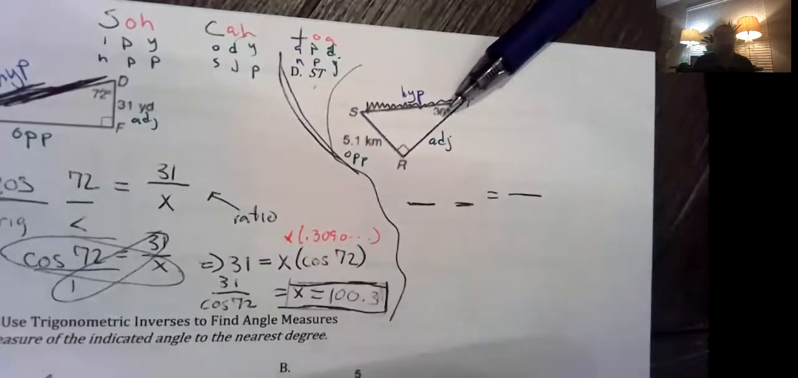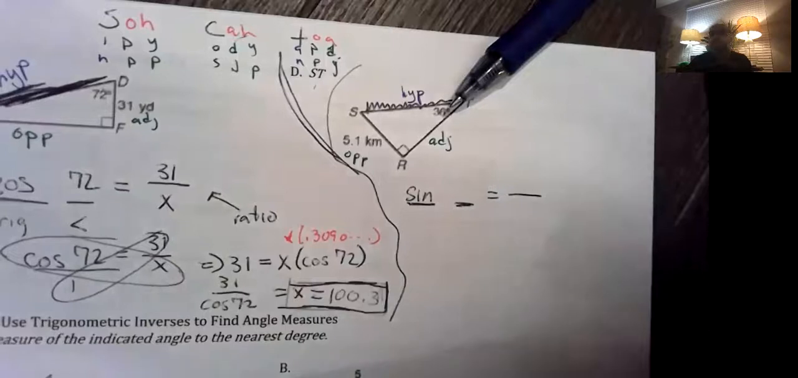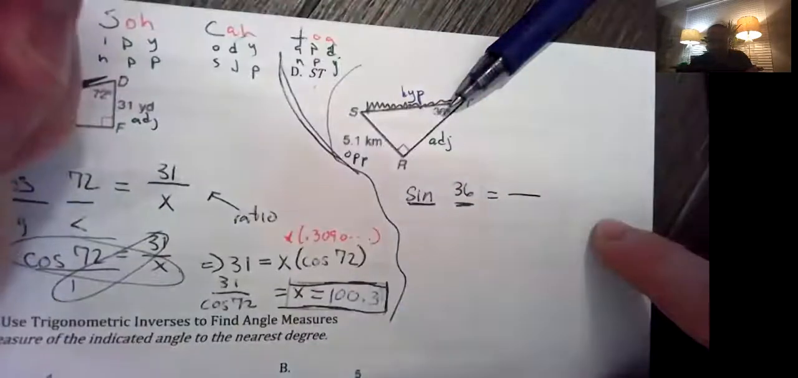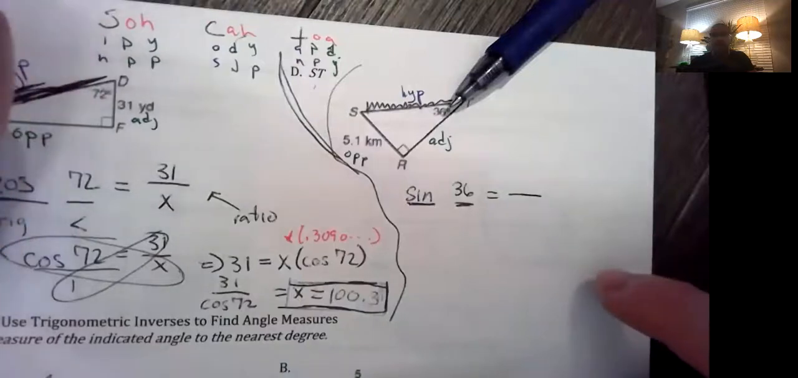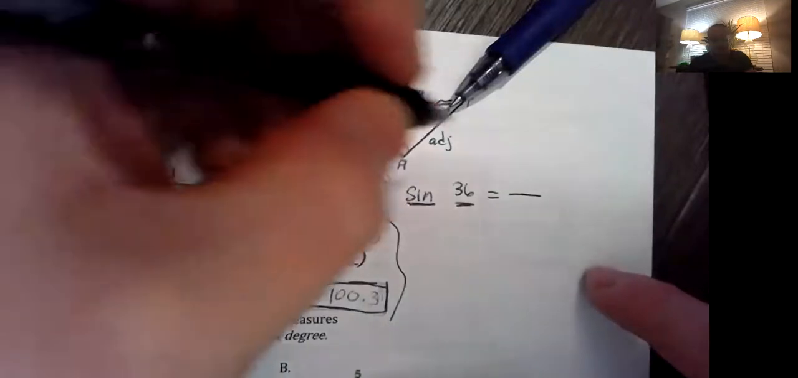It looks like it's given us the opposite and the hypotenuse. That means it's the sine of 36. And then it's going to be opposite over the hypotenuse. So it's just 5.1 over x.